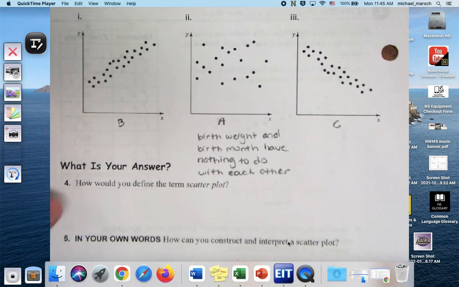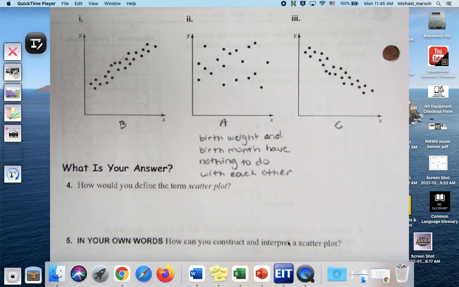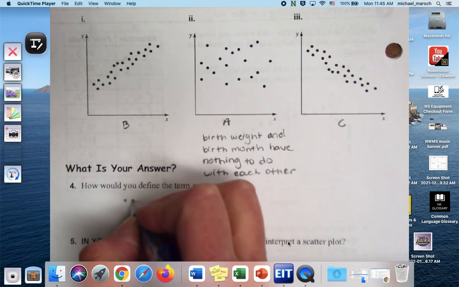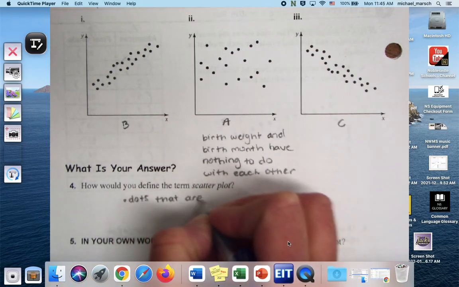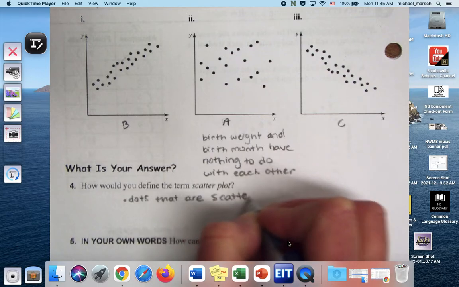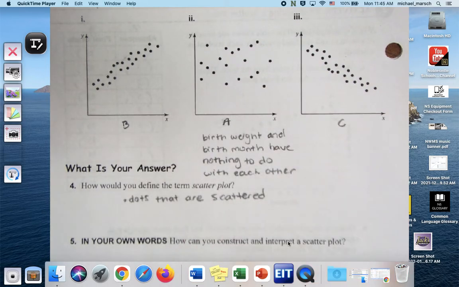Okay, how would you define a scatter plot? Random dots. Disorganized. Not in a straight line. Dots that are scattered. Dots that are scattered. Perfect. Wow. You're really good at it.